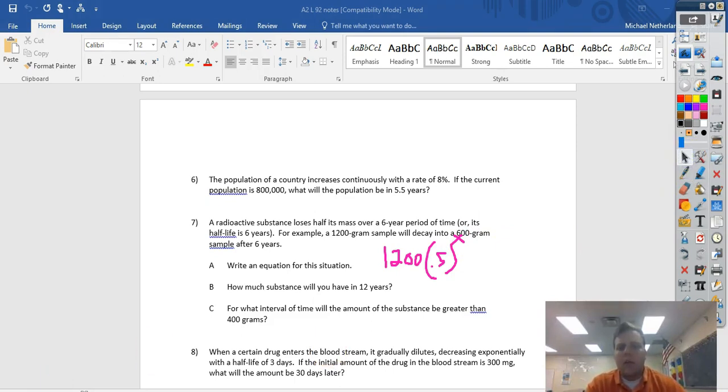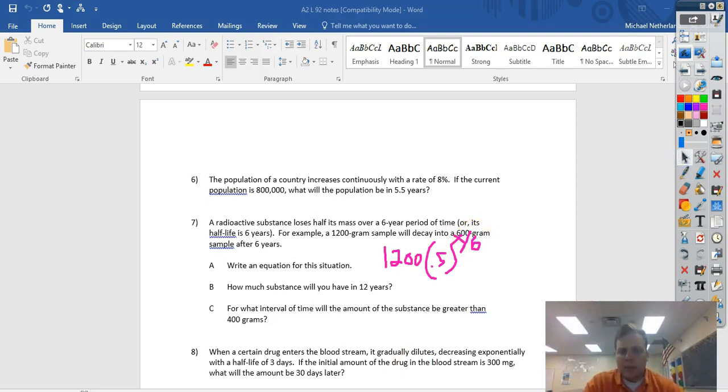Let's pause on that problem. Hold on. Something's bothering me. Oh, I'm forgetting to include the idea of its half-life, which is 6 years. So you take the time, that would be x. I labeled x. You could put a t, and you divide it by its half-life, which would be 6.